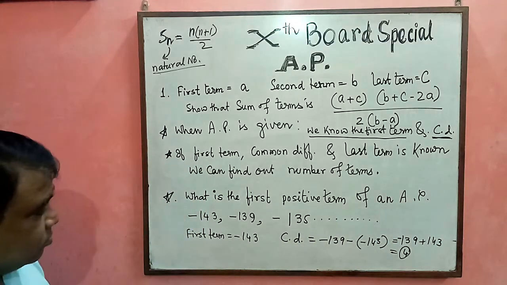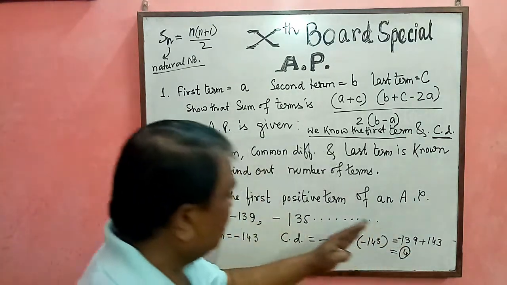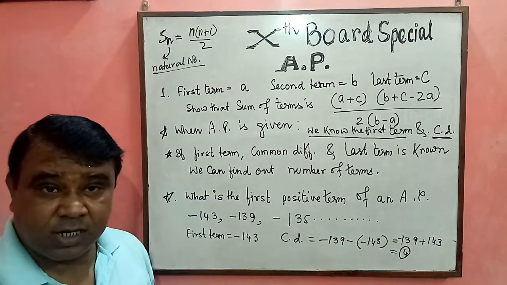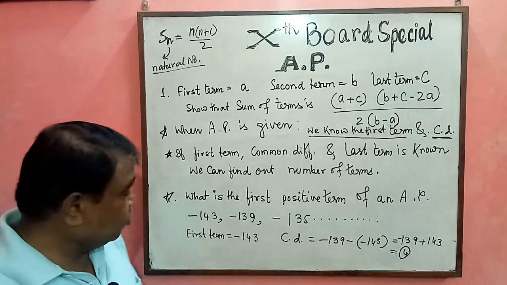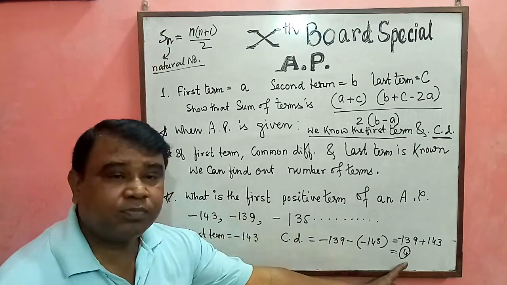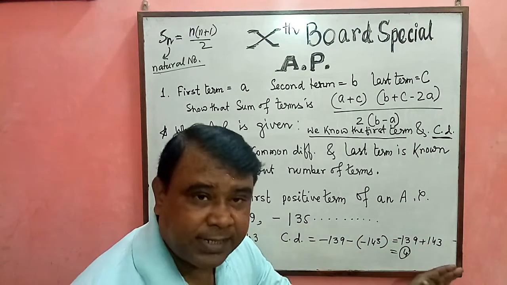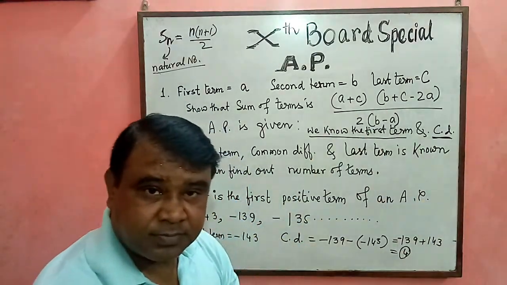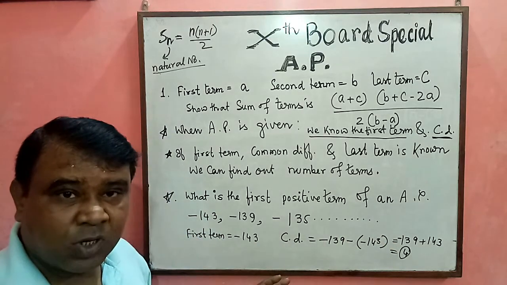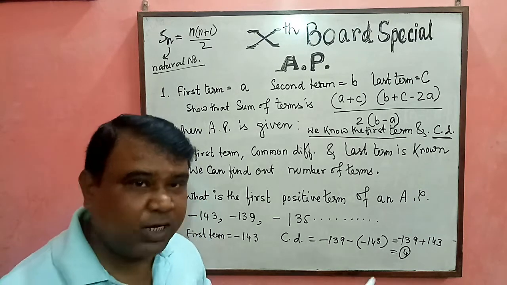I told you, we know the first term, we know the common difference. How to find out the positive and negative term? This is a very interesting concept. You see, this is a negative AP progressing with positive common difference. That means ultimately it will reach 0. After that, positive terms will appear. So here, we will just let the nth term be 0.